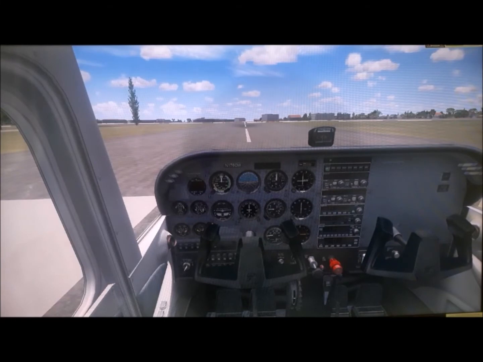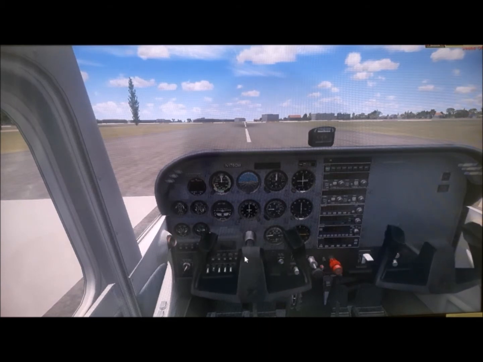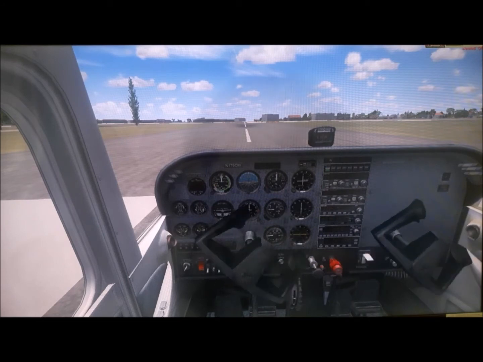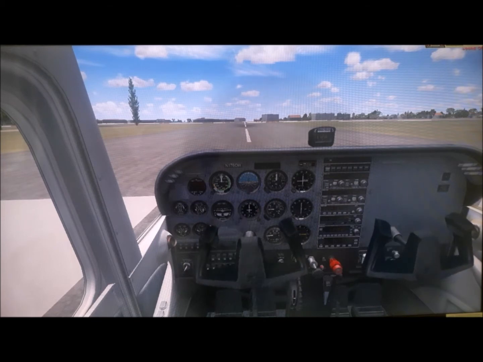Okay, now let us look at the plane from inside. This is the yoke. This is pitch up. This is pitch down. This is bank or roll right. This is roll left. These are the rudder pedals, and these are controlled by the feet.